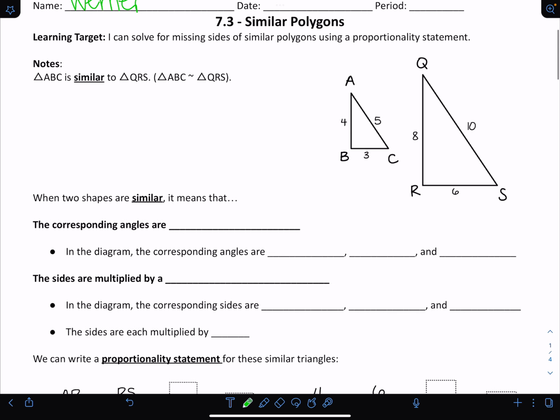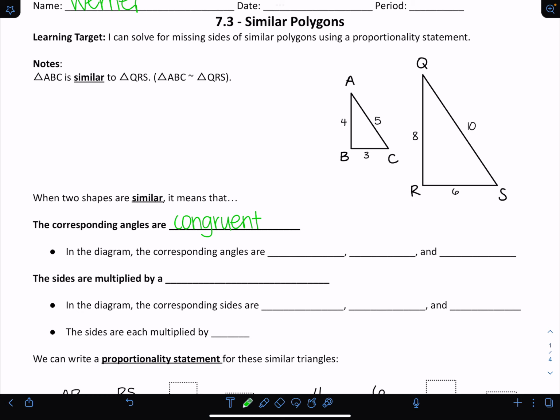Notes, it says triangle ABC here is similar to triangle QRS. And if you look over at your diagram here, triangle ABC is this one, triangle QRS is this one. So these two are similar. Breaking it down a little bit, when two shapes are similar, it means that their corresponding angles are congruent. That's your first piece of notes. The corresponding angles are congruent.